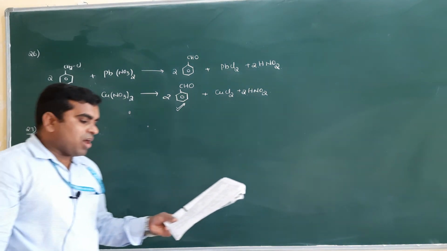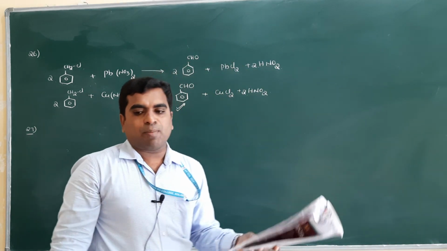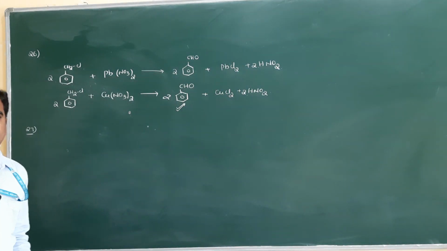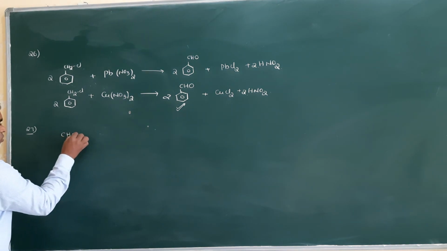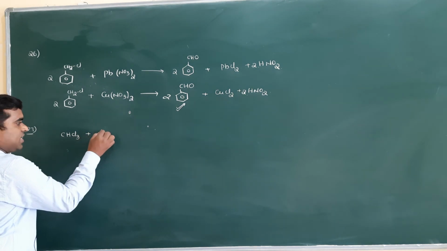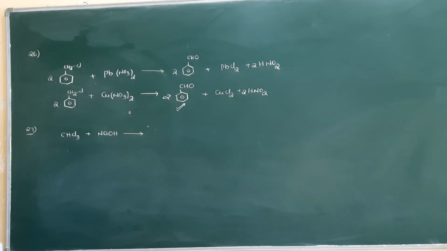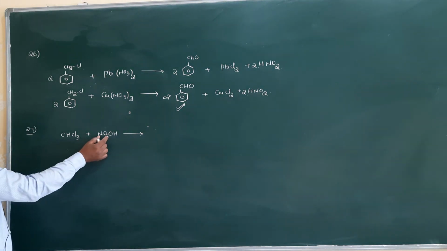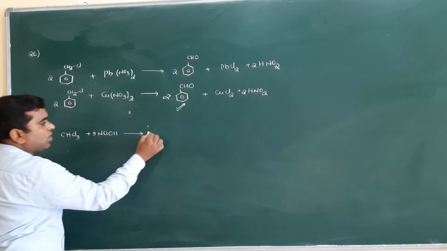Clear? On heating chloroform with aqueous NaOH, the product is? What is the chloroform formula? CHCl3 plus what it is treated with: NaOH. Now what product will you get? All chlorine atoms are replaced by the nucleophile, that is OH. Take 3 moles here.